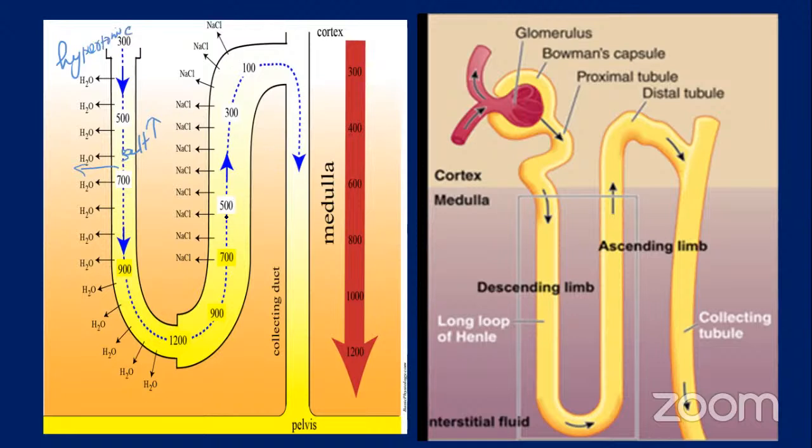At the same time, in the ascending limb, sodium chloride comes out, so the water concentration is relatively high, making it hypotonic. So it is the opposite of the descending limb. This is the descending limb and this is the ascending limb. This is the structure inside the nephron. This part has the U limb, the hairpin bend. The cortex, medulla, the efferent arteriole, Bowman's capsule, proximal tubules, all those things. Glomerular filtrate is also there. Urine formation takes place here.